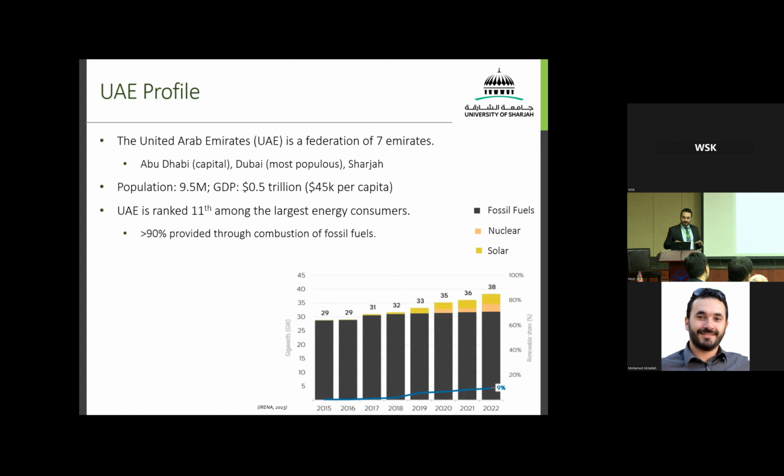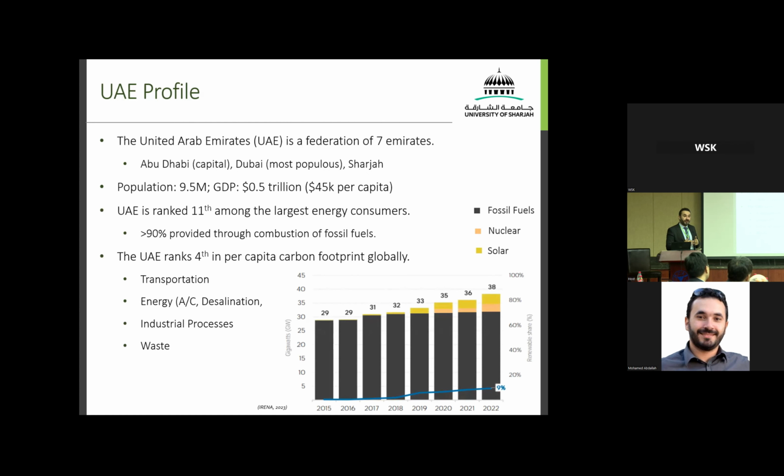fuels, mostly natural gas. They actually depend less on oil with respect to their energy mix. And you can see the growth of renewable energy going up until it reached 9% in 2022. On the bad side, the UAE is number four globally in per capita carbon footprint. And the most contributing sector to the carbon footprint of the UAE is mostly transportation. Car ownership is huge in the UAE. Even the composition of the fleet itself is quite unique.